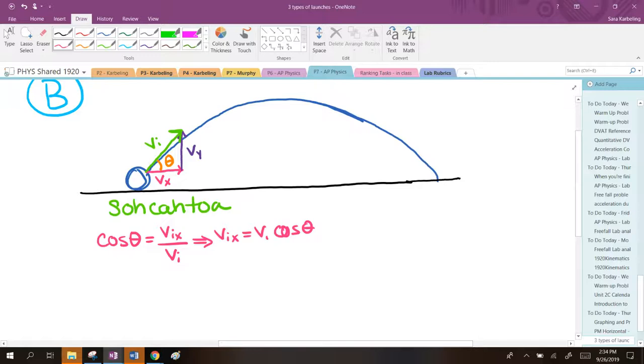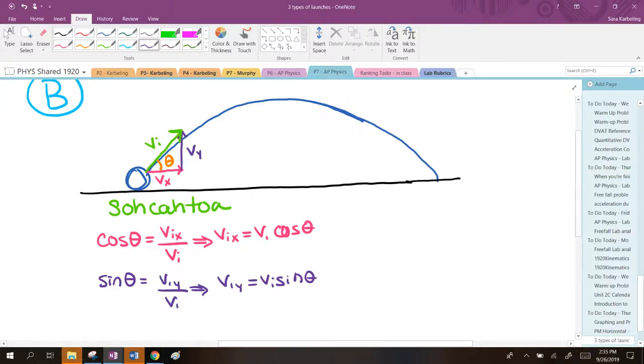V_iy is going to be the opposite side. Opposite over hypotenuse, we're going to use which trig function? Sine. Look at us. Sine theta is equal to V_iy over V_i. Bam, so we got V_iy is equal to V_i times the sine of theta.